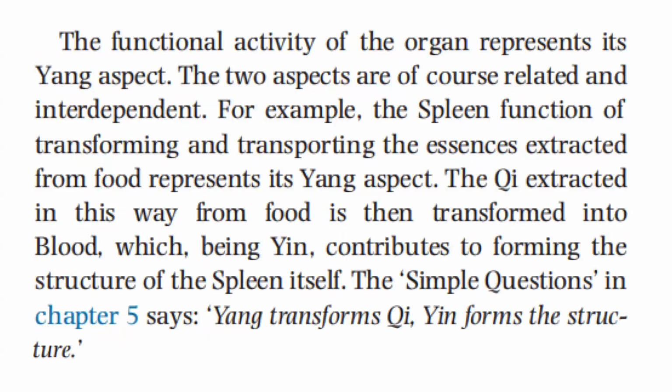The functional activity of the organ represents its yang aspect. The two aspects are, of course, related and interdependent. For example, the spleen function of transforming and transporting the essences extracted from food represents its yang aspect. The qi extracted in this way from food is then transformed into blood, which, being yin, contributes to forming the structure of the spleen itself. The Simple Questions, chapter 5, says, yang transformed qi, yin forms the structure.